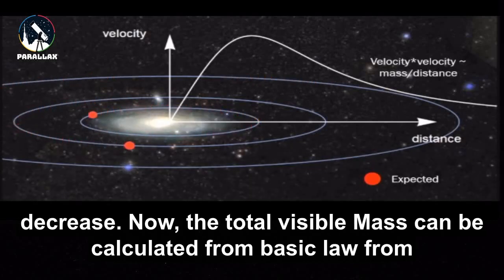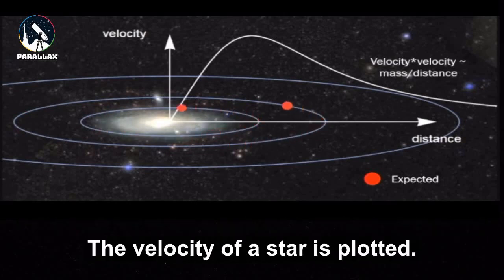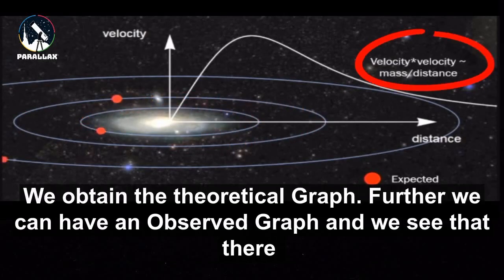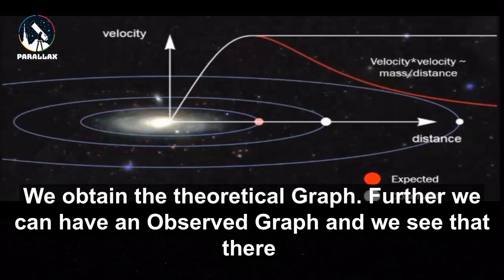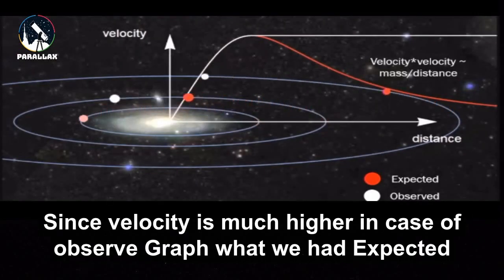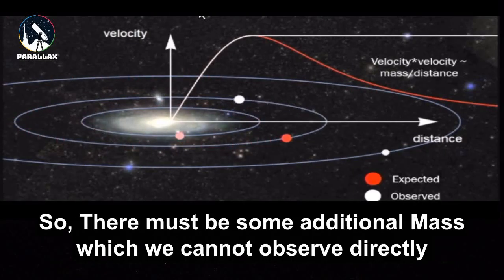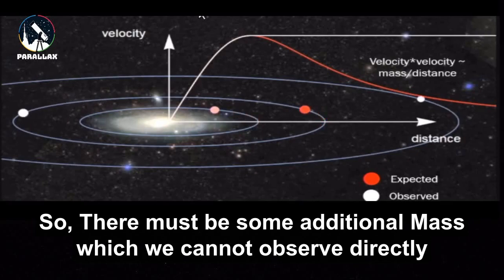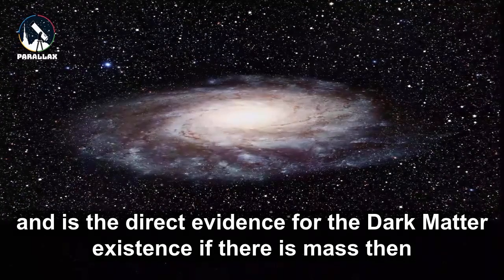Now the total visible mass can be calculated from a basic law. From this mass, the velocity of a star is plotted. We obtain the theoretical graph. Further, we can have an observed graph, and we see that there is a vast difference between the theoretical and the observed graph, since the velocity is much higher in the observed graph than what we had expected. So there must be some additional mass which we cannot observe directly, and it is the direct evidence for dark matter's existence.